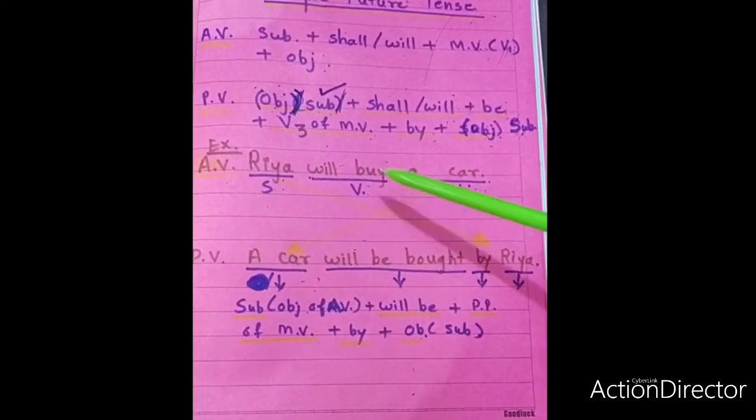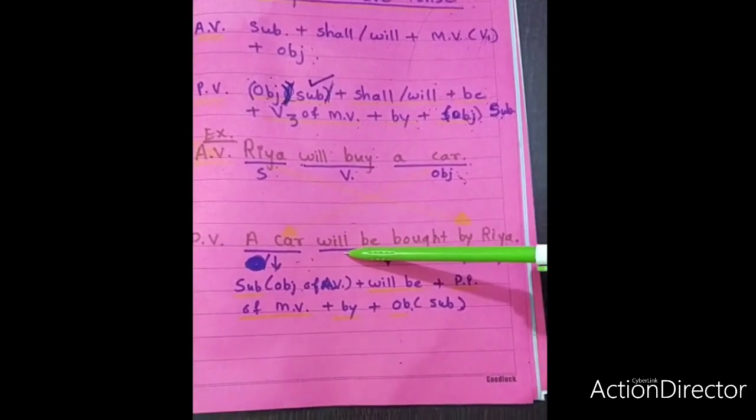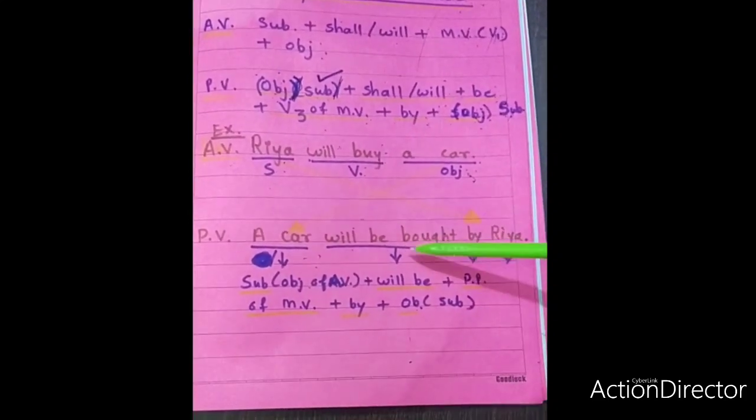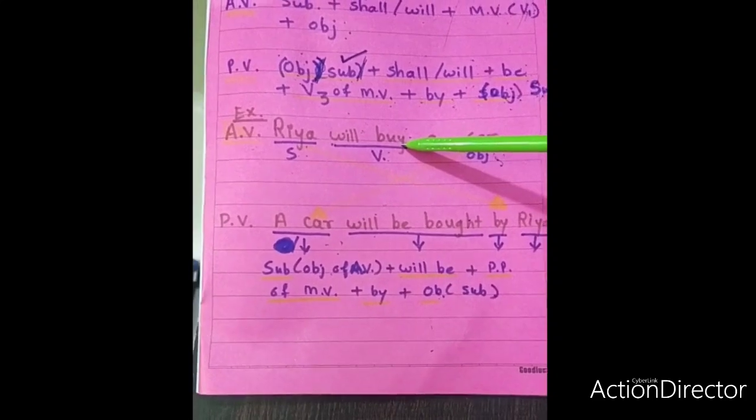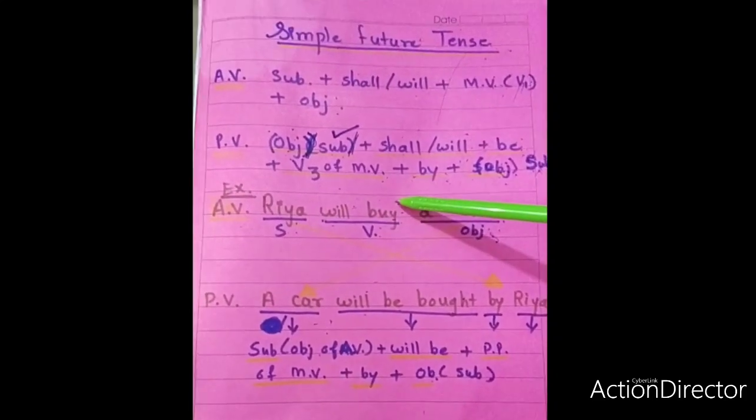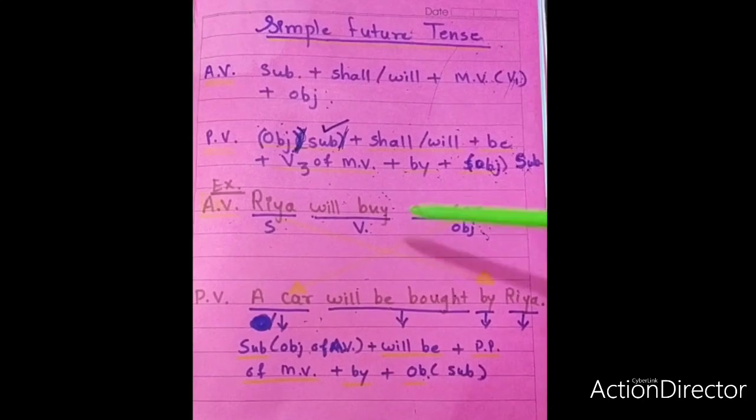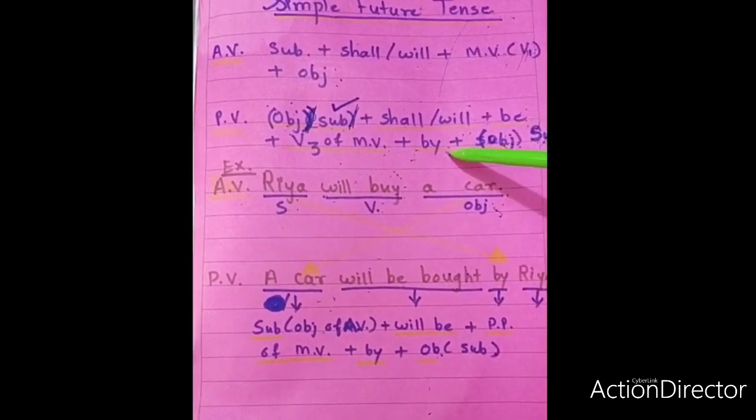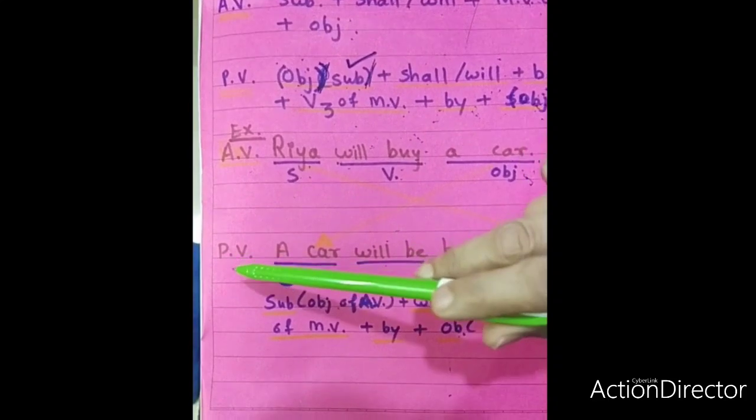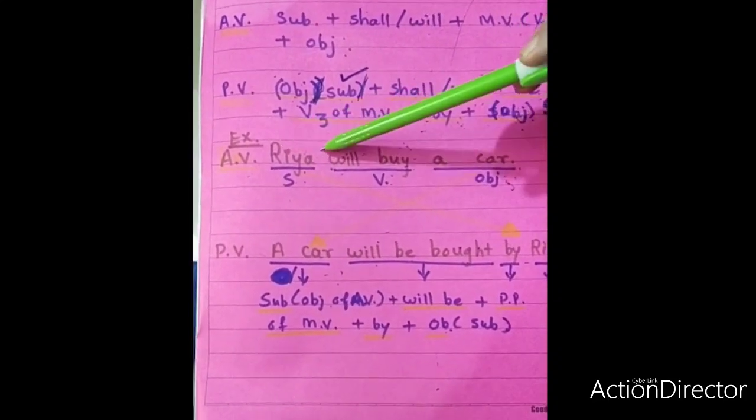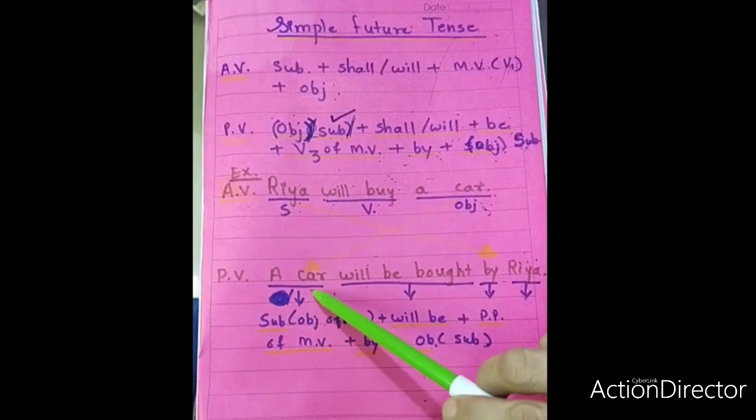Then will be, according to the rule, shall or will plus be. As there is will in the sentence, we will also use the same, plus be. Then we have to make use of V3 of main verb, which is the verb in the sentence here. This is the auxiliary verb and this is the main verb. Buy is in base form and bought is the past participle of buy. Then plus by, and finally you have to put object. Here again the object of passive voice is the subject of active voice. So Ria becomes object here and a car becomes subject in the passive voice.